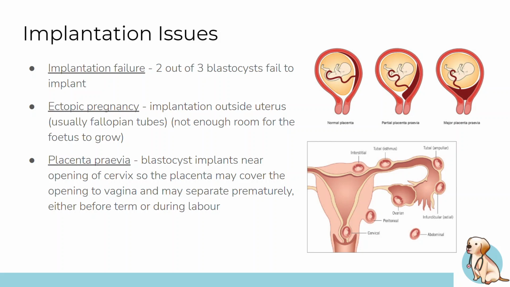And the last one is placenta previa. This is when implantation occurs near the opening to the cervix. So the placenta may cover the opening to the vagina and it can separate before it's supposed to.